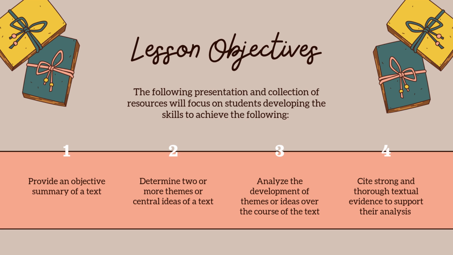Lesson Objectives. The following presentation and collection of resources will focus on students developing the skills to achieve the following. 1. Provide an objective summary of a text. 2. Determine two or more themes or central ideas of a text. 3. Analyze the development of themes or ideas over the course of the text. 4. Cite strong and thorough textual evidence to support their analysis.